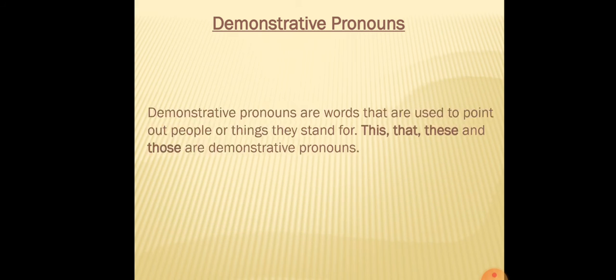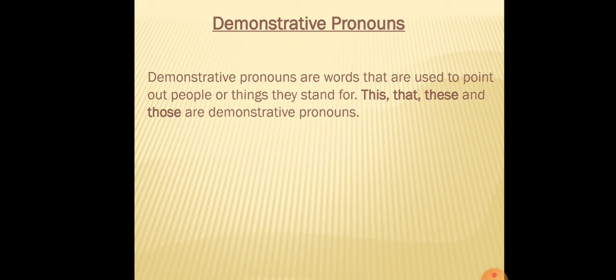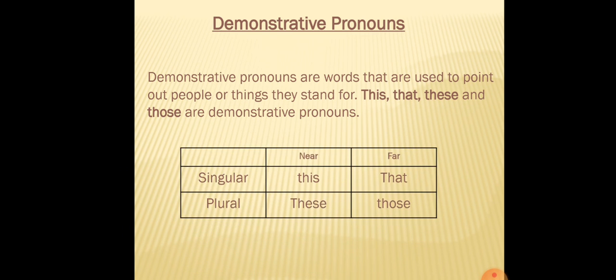Next, we have demonstrative pronouns. Demonstrative pronouns are words that are used to point out people or things they stand for. There are basically 4 words which we use as demonstrative pronouns, and they are this, that, these, and those. Now, if you look at this table, let's understand where we use which word.